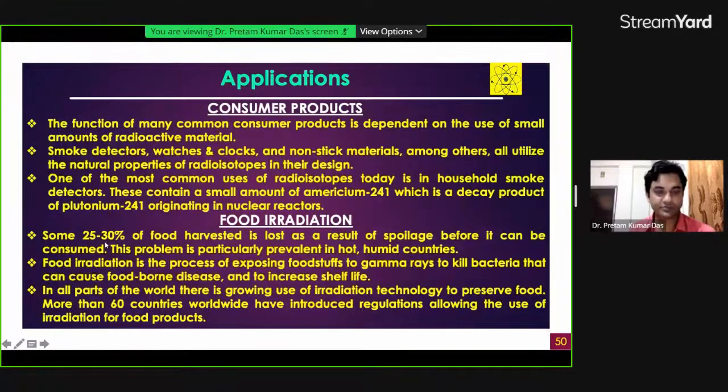Food irradiation. Some 20 to 30% of food harvested is lost as a result of spoilage before it can be consumed. This problem is particularly prevalent in hot, humid countries. Food irradiation is a process of exposing foodstuffs to gamma rays to kill bacteria that can cause foodborne disease and to increase shelf life. In all parts of the world, there is a growing use of irradiation technology to preserve food. More than 60 countries worldwide have introduced regulations allowing the use of irradiation for food products.